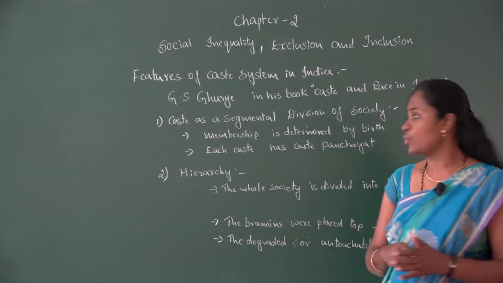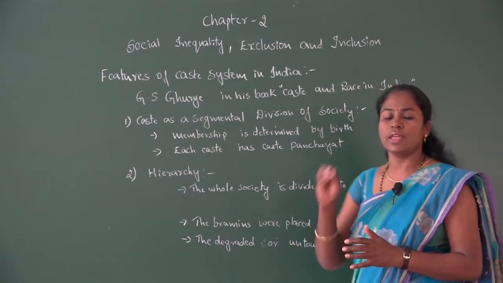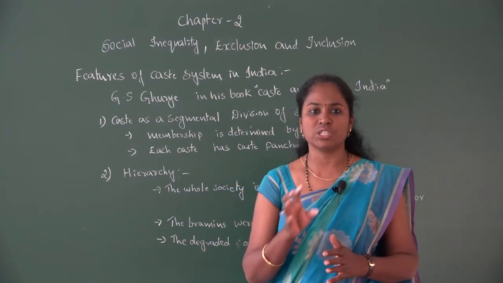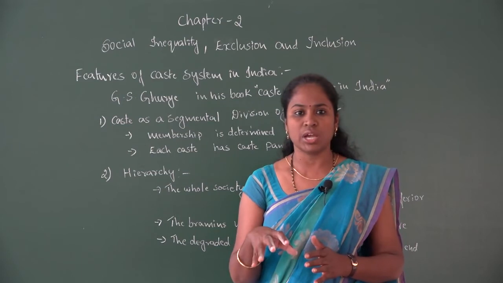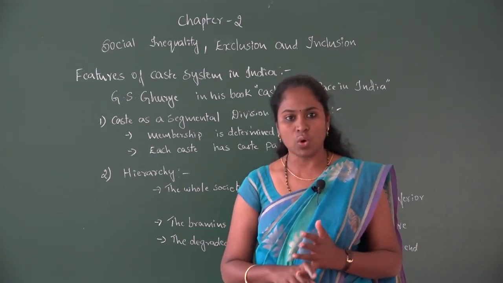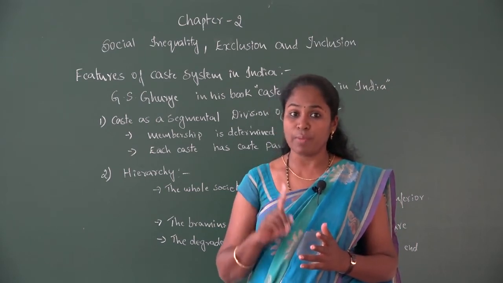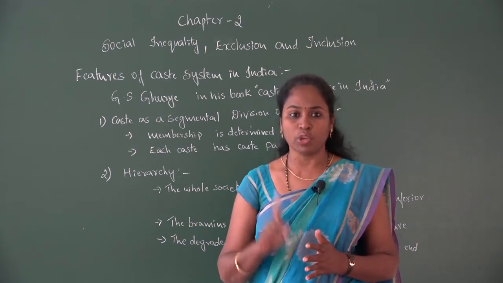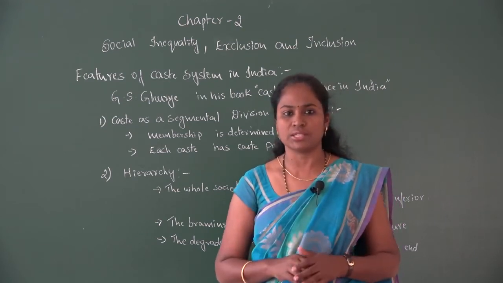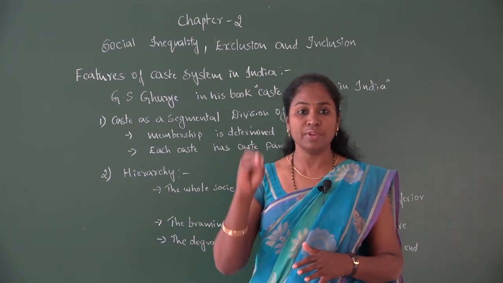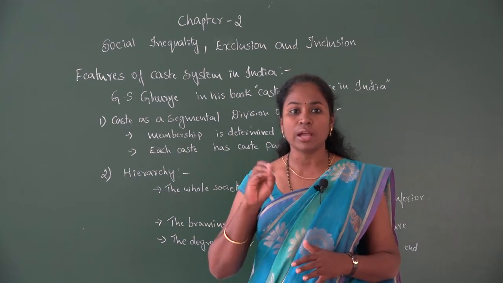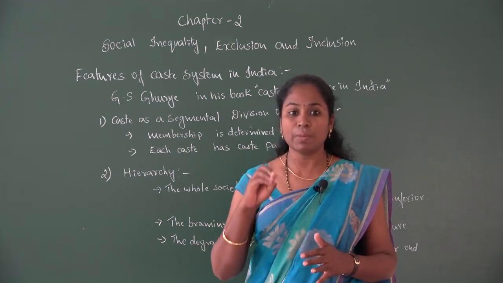Each caste had caste councils, that is, caste panchayats. The caste panchayats decided what social intercourse, what type of marriages they should have, and what type of occupations they had to do. All these things were decided by the caste panchayats. If a person ignored the rules and regulations of that particular caste panchayat, then he would be punished.